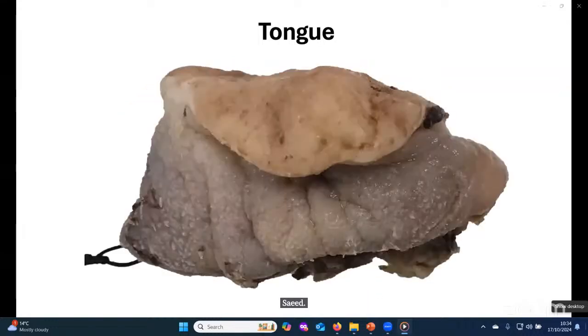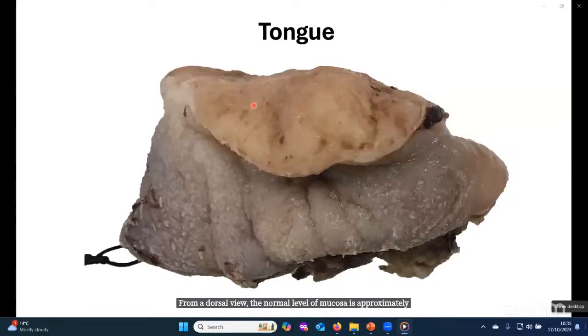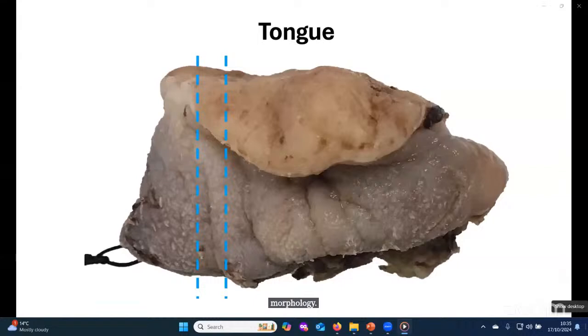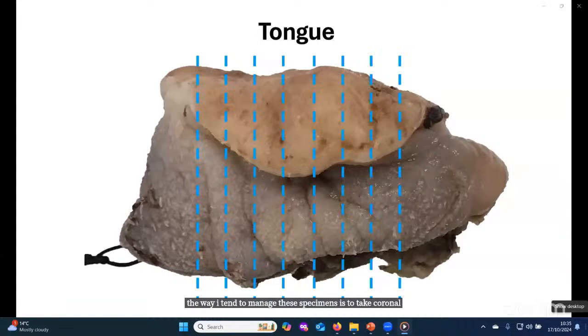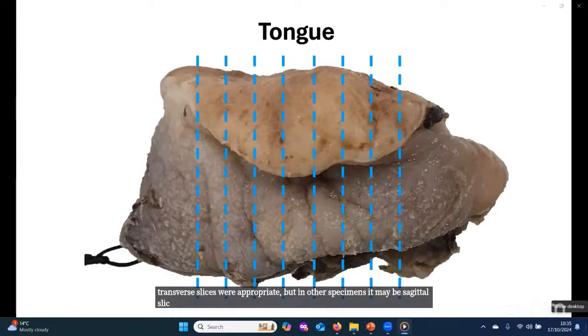From a dorsal view, the normal level of mucosa is approximately here and running along this area. And you'll see the tumour has a mushroom-like exophytic morphology. The way I tend to manage these specimens is to take coronal sections through the main tumour mass and then perpendicular slices for the anterior and posterior margins. In this case, transverse slices were appropriate, but in other specimens it may be that sagittal slices are preferable.